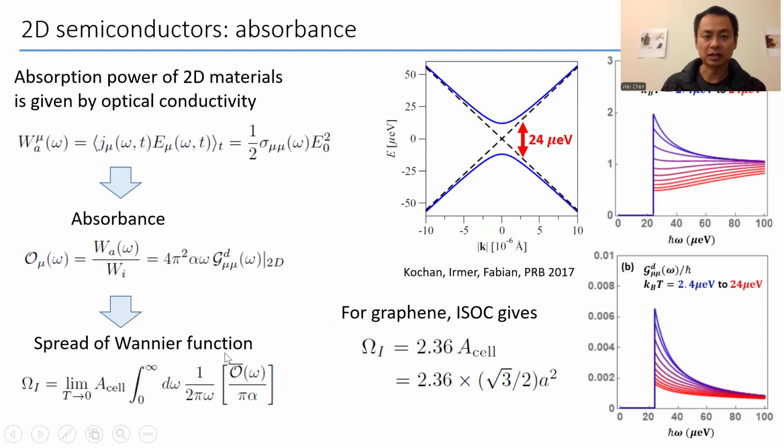So in other words, the reason that this logarithmic divergence is removed is because you don't integrate from zero frequency anymore, but you integrate from this small band gap, which is roughly 24 microelectron volt. And using this formula, we get graphene to have a spread of about 2.36 times the area of the unit cell of the graphene.